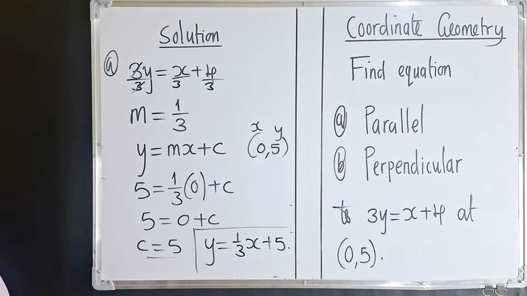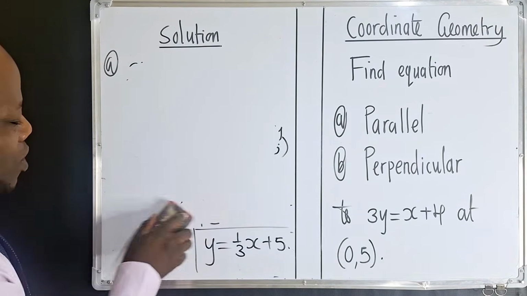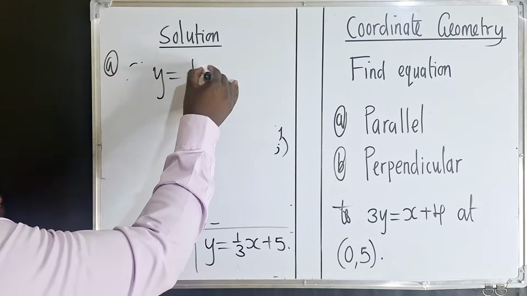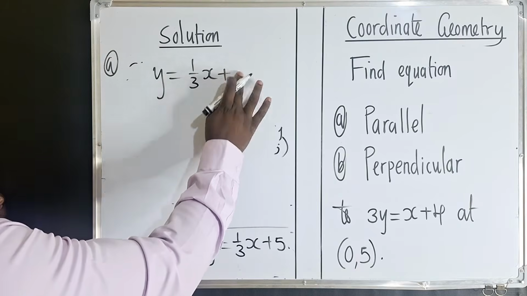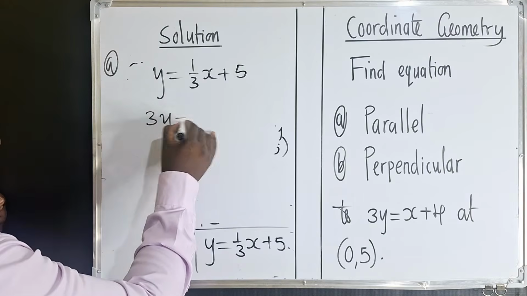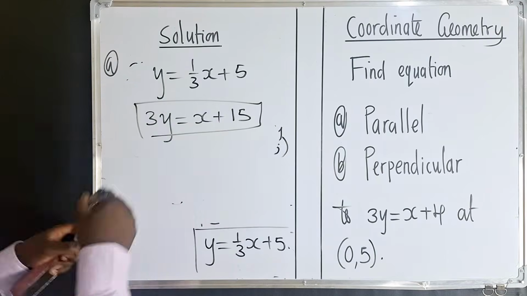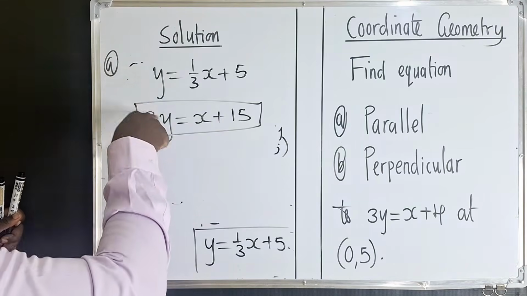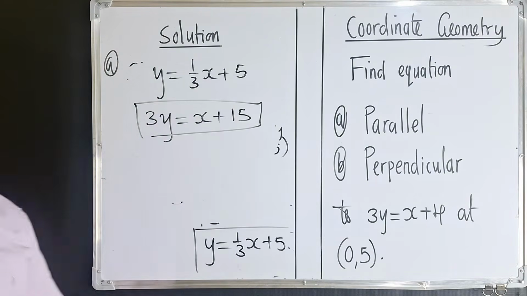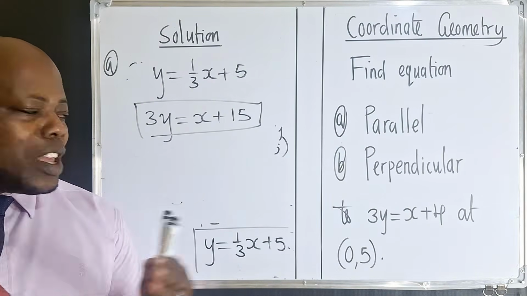You can leave your answer like this, but if you want, you can write your final answer as, because this is y is equal to 1/3x plus a 5. So if you want, you can multiply throughout by 3, and this is how it's going to look like. So when I multiply by 3, this will be 3y. Here, the 3 and the 3 will cancel or remain with x. So 3 times 5 will give us a 15. So this is how you get to find parallel to the given equation.